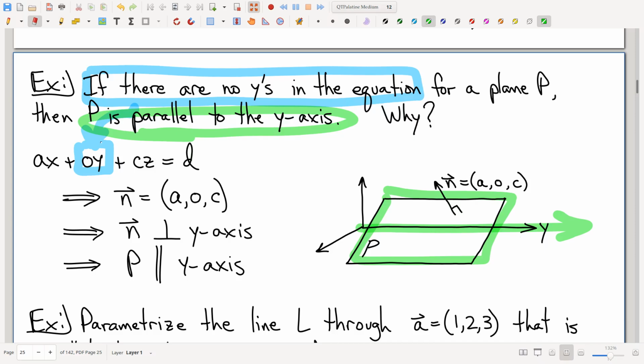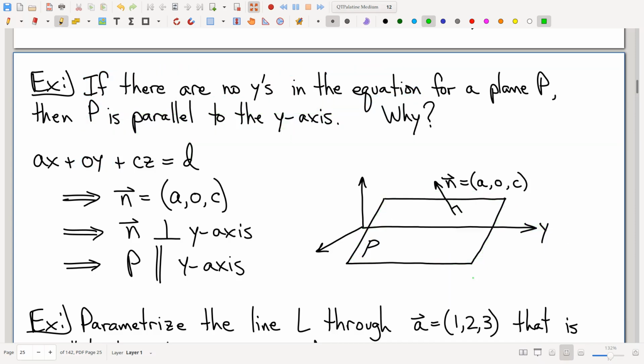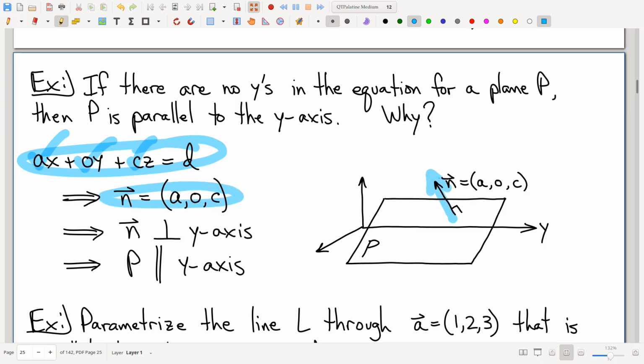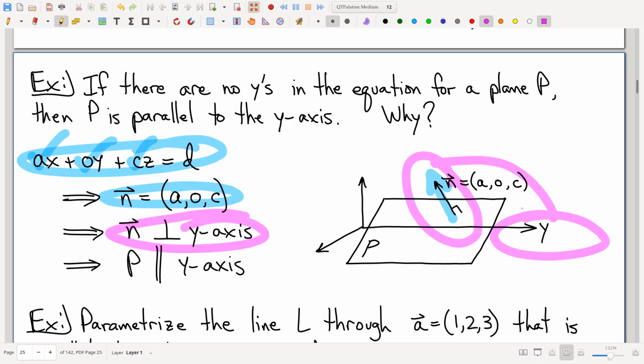Pretty straightforward to see why this is true. Keep in mind, if you have the equation like so, you can infer the normal vector, right? And it's pretty immediate that the normal vector is perpendicular to the y-axis. Easy result from thinking about the dot product, right? The direction vector for the y-axis is 0, 1, 0, and that dot product is obviously 0.